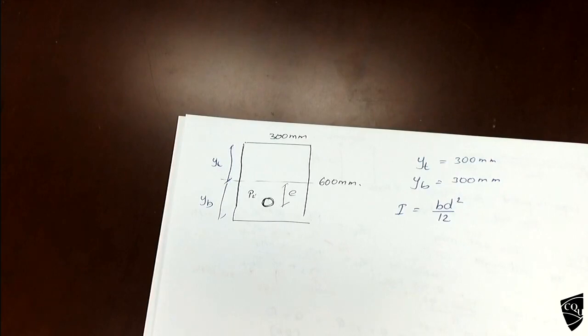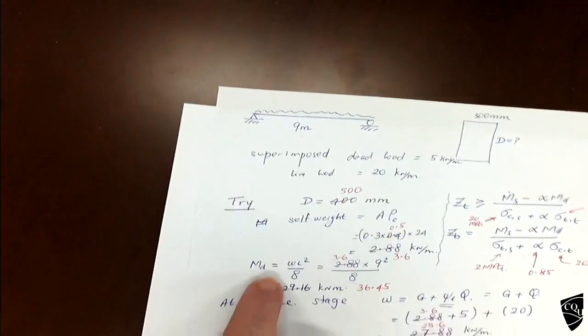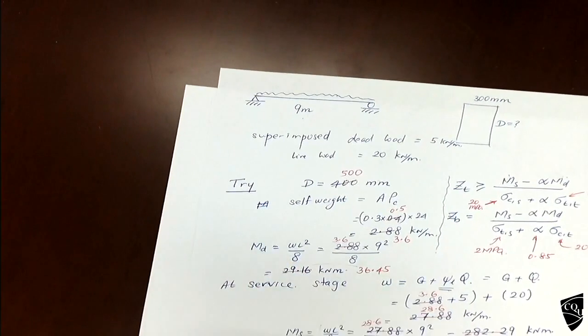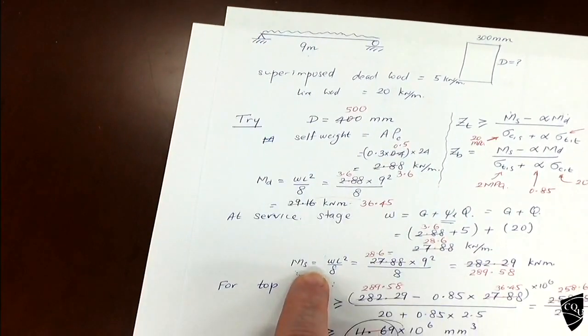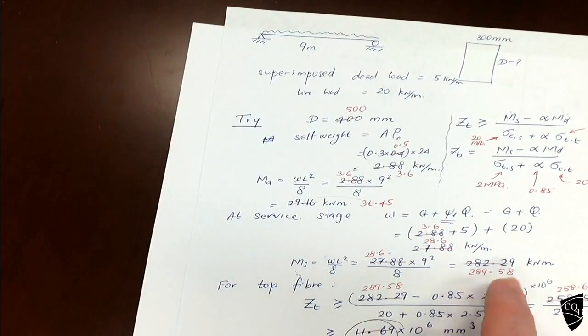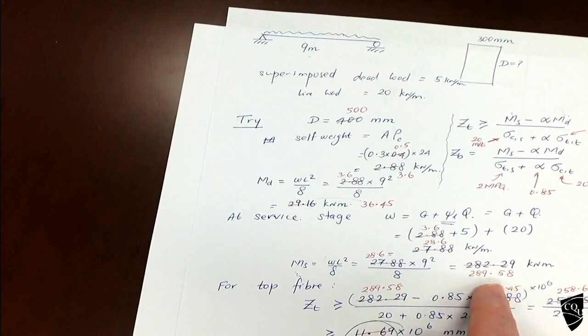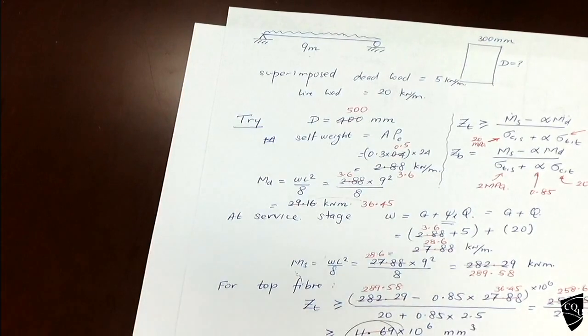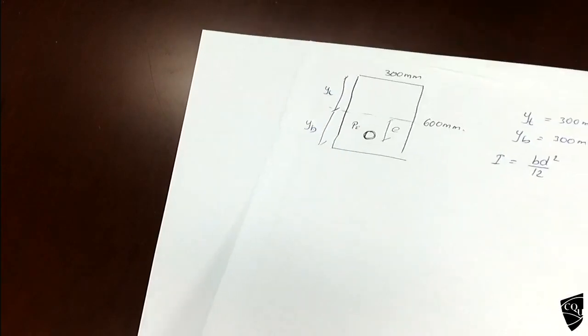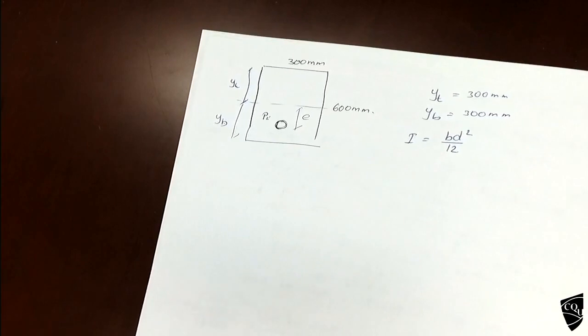The equation of MD and MS is the same. This is MD, this is MS. But it should be for 600. This is for 500, so you need to find out for 600. I mean, the equation is the same because it's a simply supported beam. So you will find out and substitute in those inequalities.